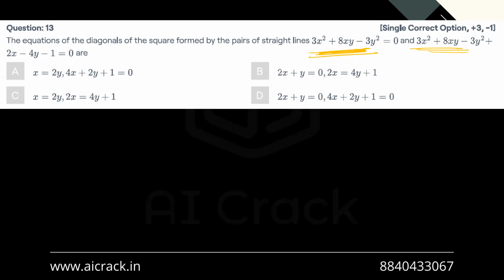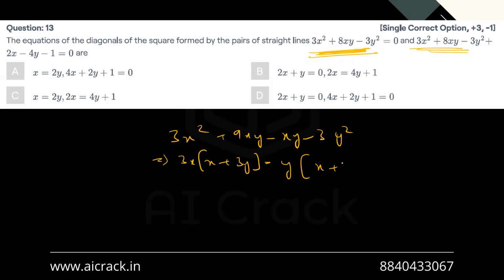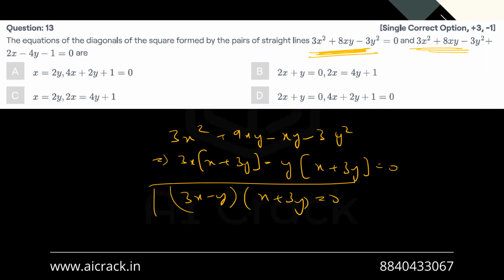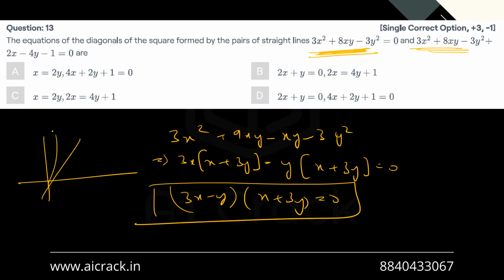But we know that we can actually factorize this one. So 3x square plus 9xy minus xy minus 3y square. So this gives us 3x common, x plus 3y, and minus y common, x plus 3y, equals to 0. So we have got 3x minus y and x plus 3y as the two equations which are passing through the origin, right? These are passing through origin. One is like this one, the other one would be like this one.